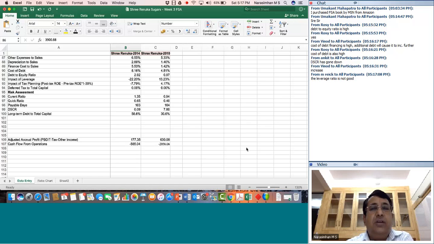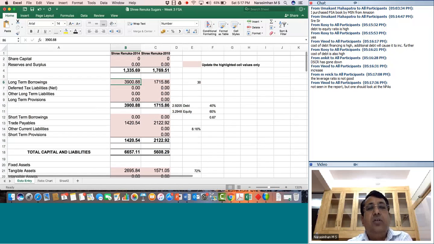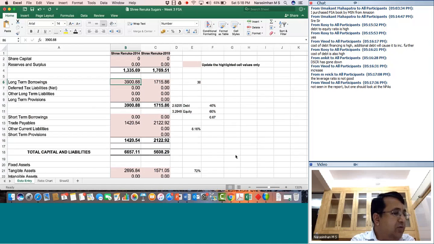So we look into the company, how much loan we have already given. So there's already, in 2014 compared to 2010, we already gave 3,900 crore. In the report, the loan which has been given, if you look into the balance sheet, you can see that. The total debt is 3,900 crore compared to 1,715 crore.